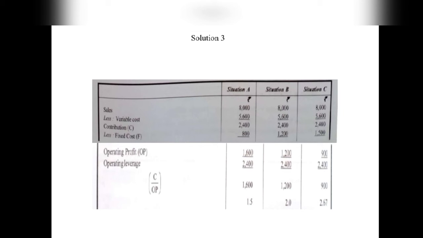Then the variable cost. Now variable cost per unit is rupees 7 and the number of units are 800. So total variable cost will be 7 into 800. So that will be rupees 5600 for all 3 situations. So from the sales, when we deduct the variable cost, we get contribution. So the contribution under all 3 situations is rupees 2400.